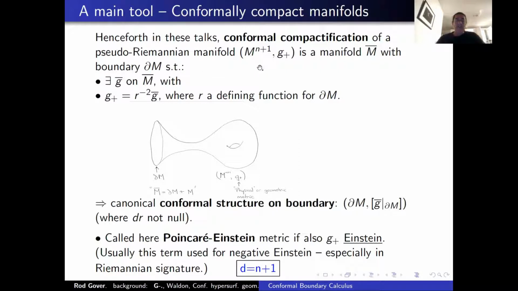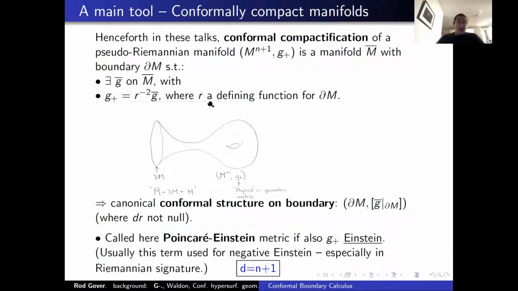So you would say that this pseudo-Riemannian manifold, which will be a complete manifold, has a conformal compactification if it's the interior of a manifold with boundary. So the original manifold is going to be the interior of a manifold with boundary, and I'm calling M bar the manifold with boundary, such that this has a pseudo-Riemannian metric, but on the manifold with boundary, you want a metric that goes to the boundary. So this g bar is a metric right to the boundary, and it's conformally related to the original metric in the following sense. The original metric, which I'm calling g plus here, is r to the power minus 2 times this metric that goes to the boundary, where r is a defining function for the boundary. That means that the only zero locus of r is the boundary, and everywhere along the boundary, dr is nowhere zero.